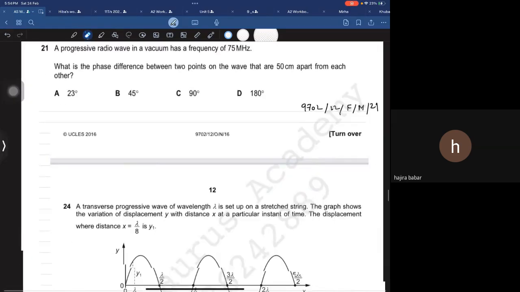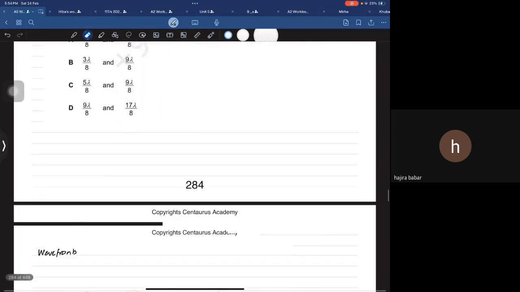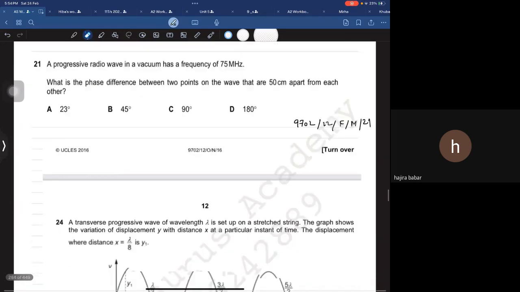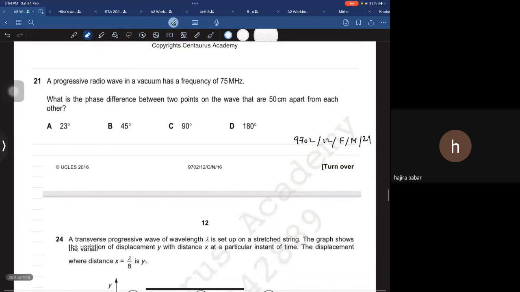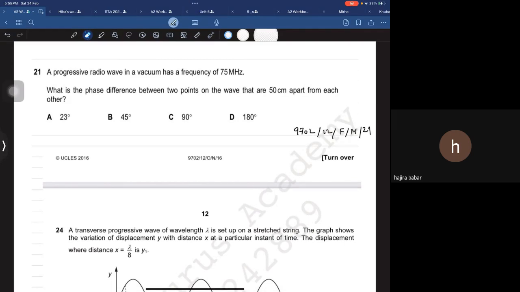first of all, we are going to work on this one. It says a progressive radio wave in a vacuum has a frequency of 75 megahertz. What is the phase difference between 2 points in the wave that are 50 centimeters apart from each other? They are asking that in degrees.